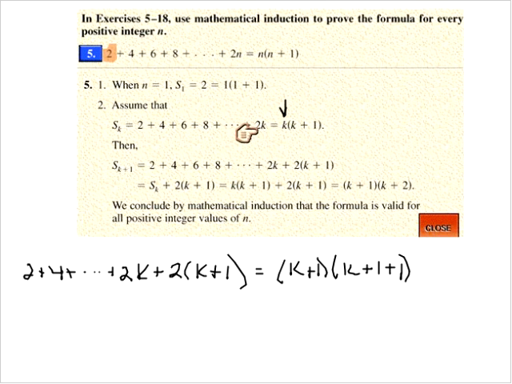So here I just added to it on the left-hand side. On the right-hand side, I'm using substitution. I'm plugging k plus 1 in for k. So my goal is to show that these two sides actually are, in fact, equal to each other. That's my end goal. Well, I know from here to here that that equals this. So I'm going to use substitution again and say, well, I can replace that with k times k plus 1 plus 2 times k plus 1.